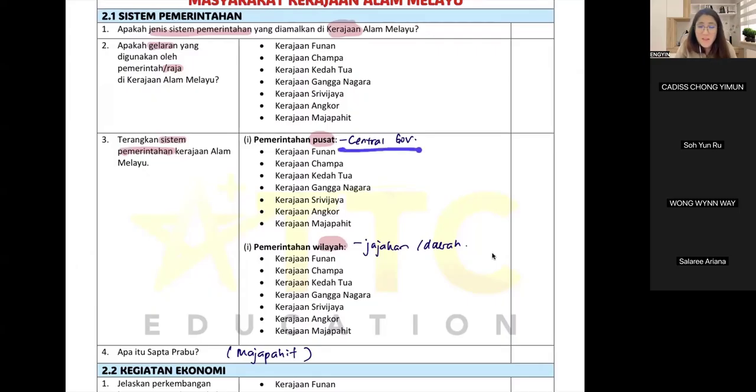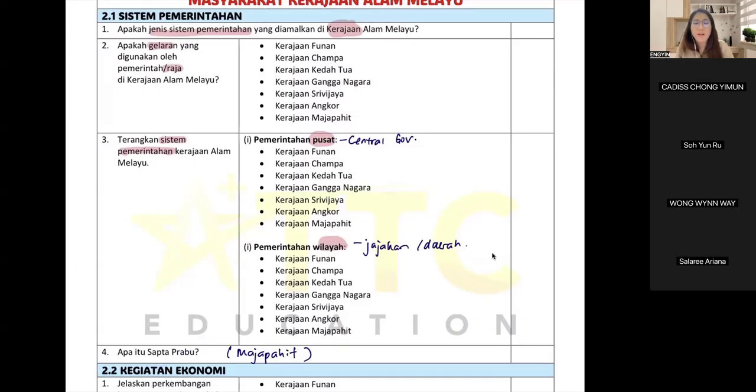In the central government, every single kingdom has a king who is supported by the pembesar. Kita panggil pembesar saja. We call them in general pembesar, leaders. But Majapahit wants to be different. Remember the younger people, YOLO, the new generation, so they're trying to be something different. Majapahit said that I'm not just having pembesar, but also Sabta Prabhu. So you guys need to find out who is the Sabta Prabhu.